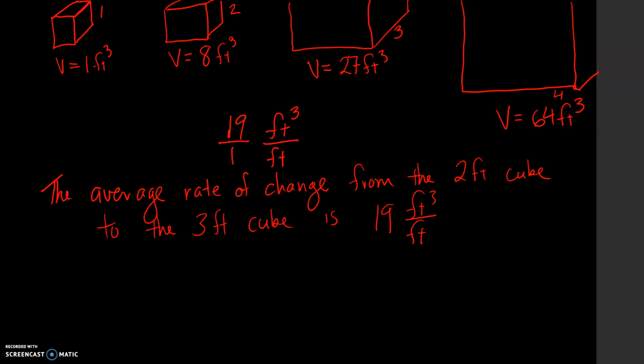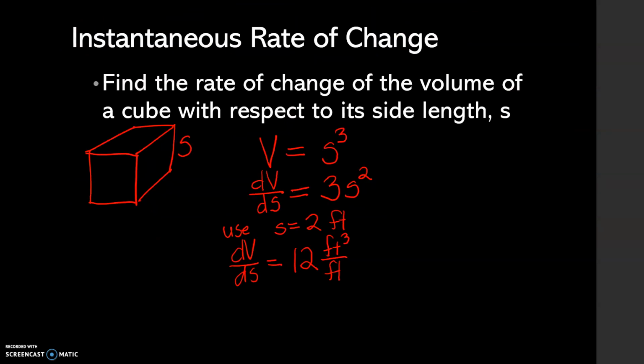So what's going on? When we calculated this average rate of change, that was the entire time in between 2 and 3 foot long cubes. On average, we did 27 minus 8 over 3 minus 2. That 19 cubic feet per foot is kind of true the entire time. What about the 12 cubic feet per foot? When is that true? That number is true only when the side length is 2. That 12 cubic feet per foot you could think of as the rate at which the cube is growing.